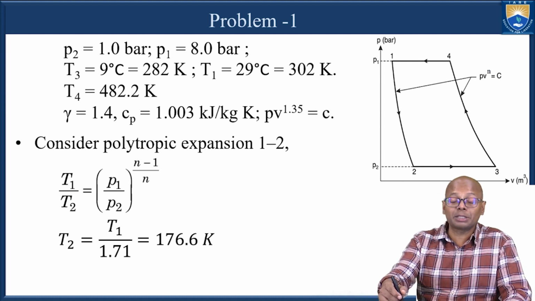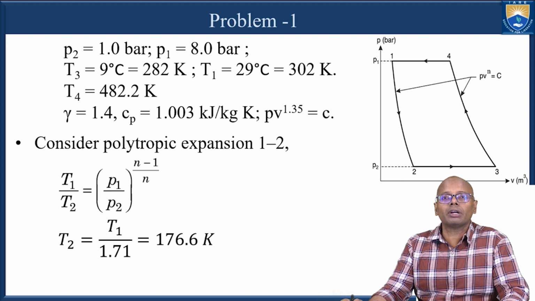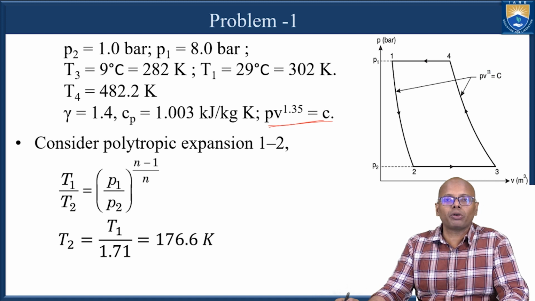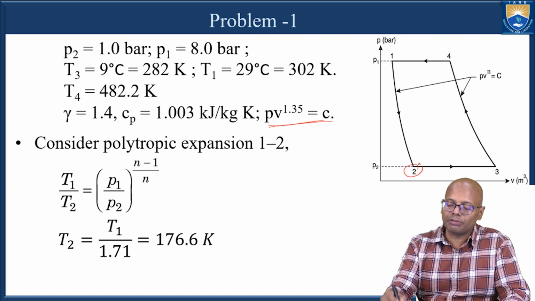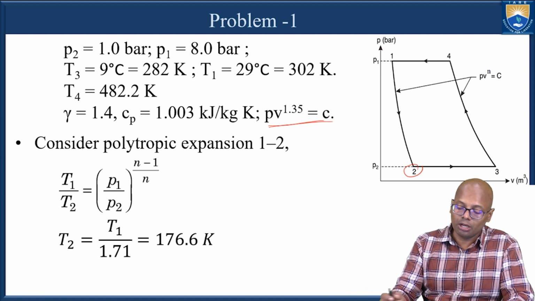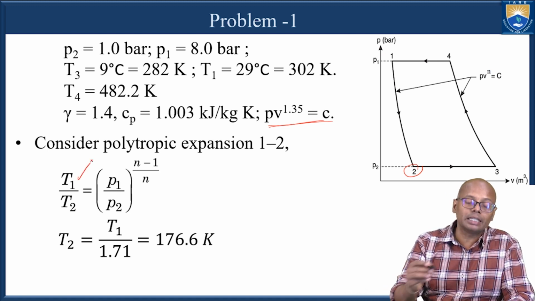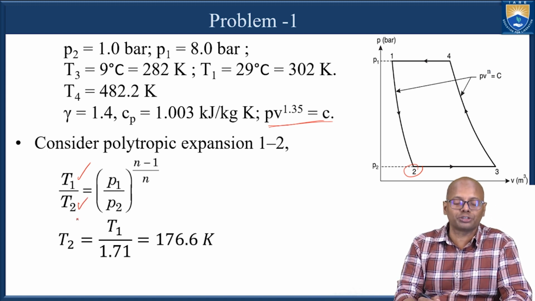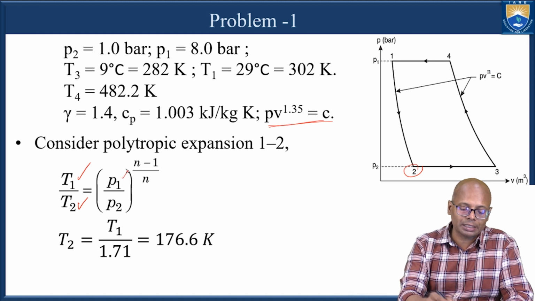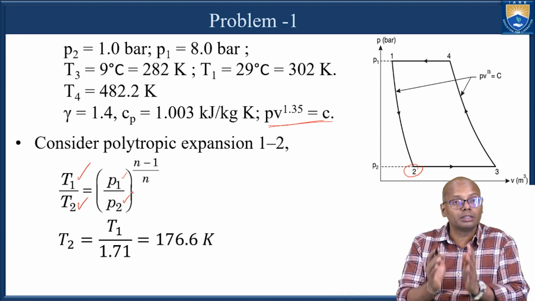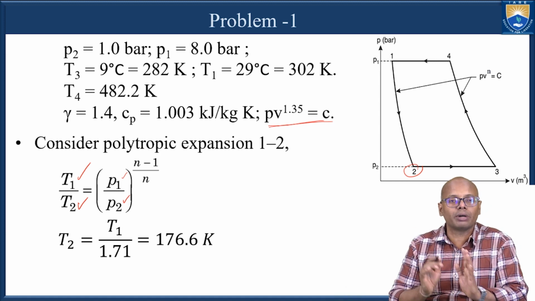Now the expansion process is also governed by the same polytropic law. So PV to the power 1.35 equals constant. Now how to find the temperature at the exit of the expander? For finding it, what I have to do? The temperature at the inlet of the expander over the temperature at the exit of the expander, this temperature ratio is equal to the pressure at the inlet of the expander over the pressure at the exit of the expander, this ratio to the power of (n minus 1) by n.